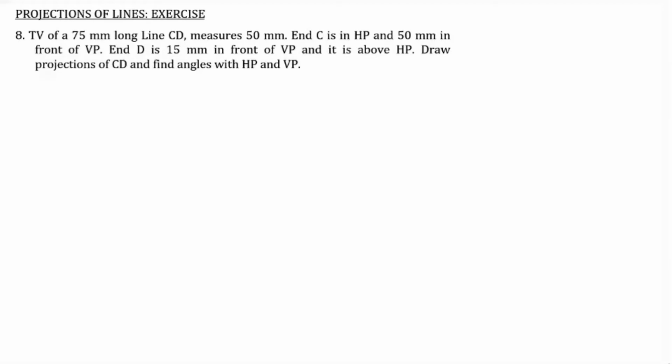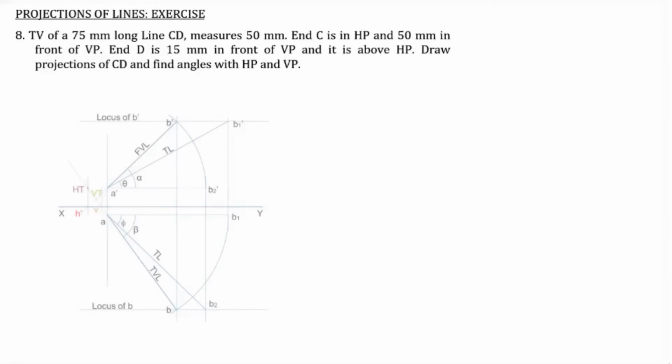The top view of a 75 millimeter long line CD measures 50 millimeter. End C is in HP and 50 millimeter in front of VP. End D is 15 millimeter in front of VP and it is above HP. Draw projections of CD and find angles. That means find the inclinations with HP and VP. So you just note down the question.